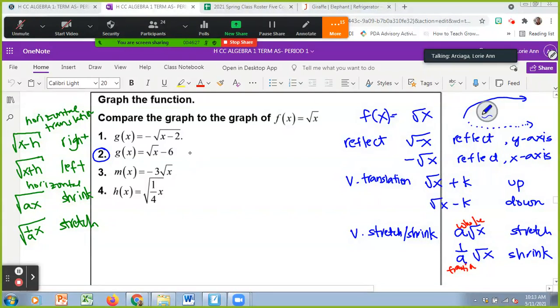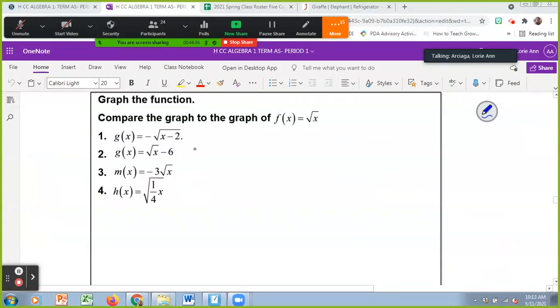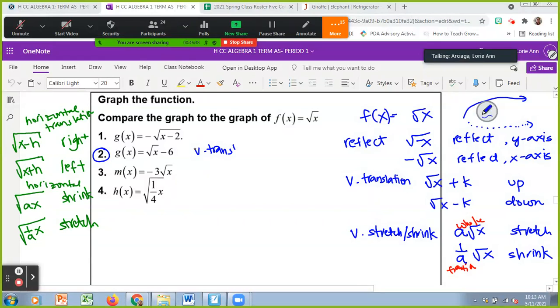So g of x is equal to square root of x minus 6. So let's create a table of values. Remember what we said earlier, it's a vertical translation down. So this is for number 2. When you make your table, this is x, and this is the square root of x minus 6. I'll just put y for now.